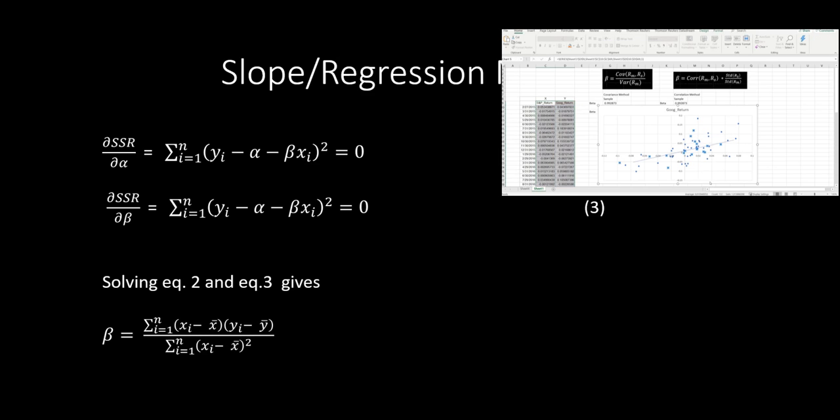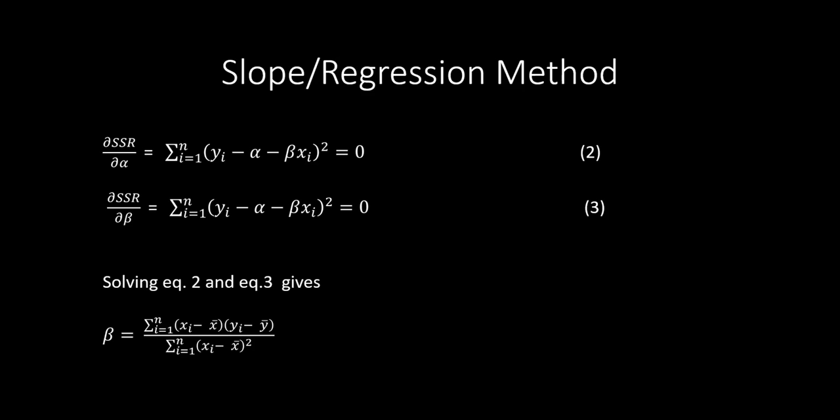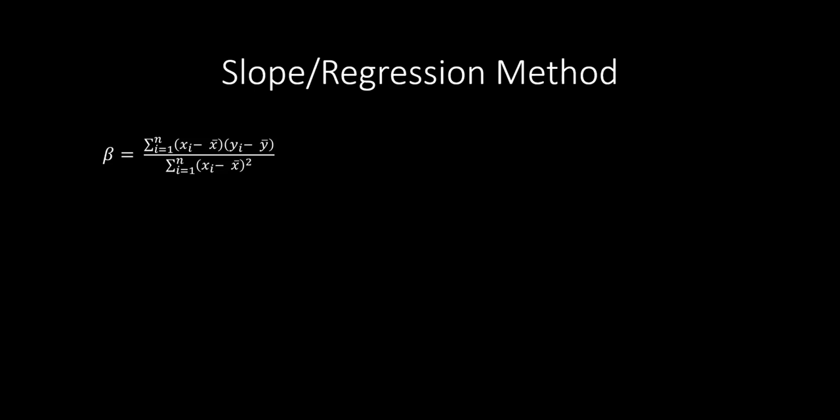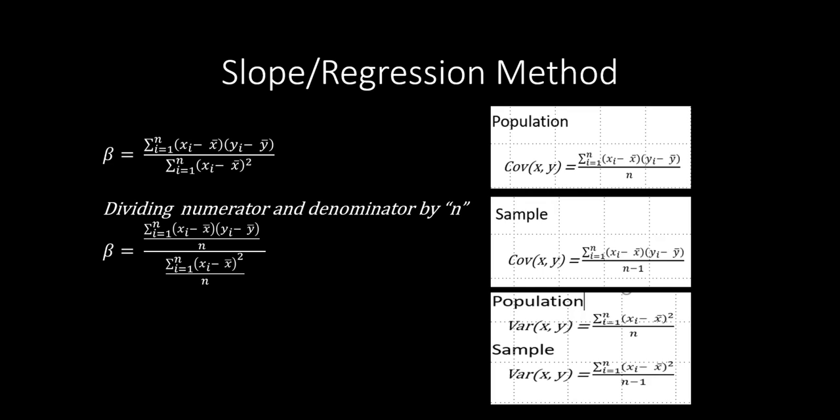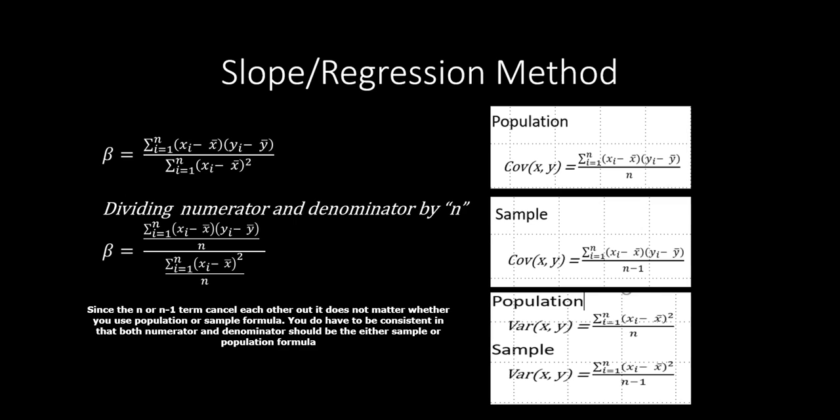You can check the derivation of alpha and beta in other videos. Here I'm just showing you how the beta is calculated and what the final formula looks like. So once solved, the beta formula is shown here. The numerator is called the SSXY and the denominator is called the SSXX. If you look closely, SSXY is the covariance of the stock and market return. SSXX is the variance of the market. All you have to do is divide SSXY by n for population covariance or n-1 for the sample covariance, and you do the same to SSXX for the market variance.